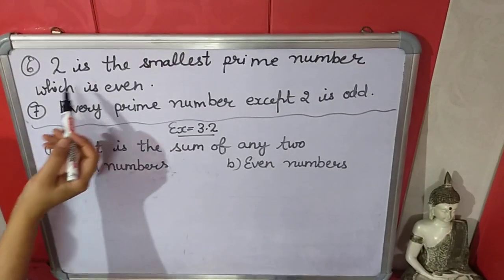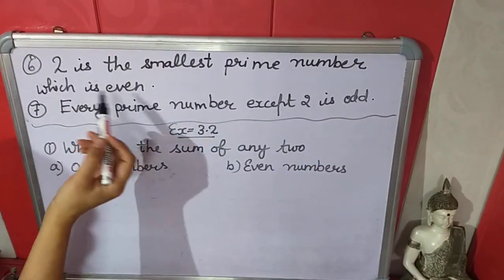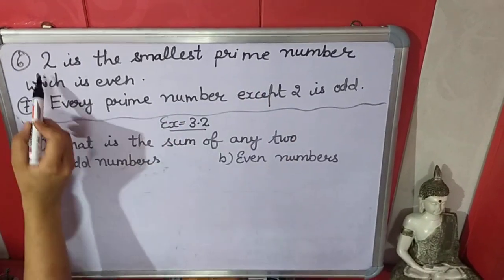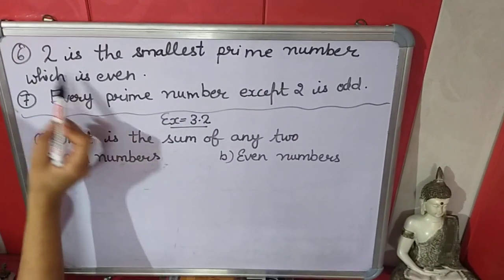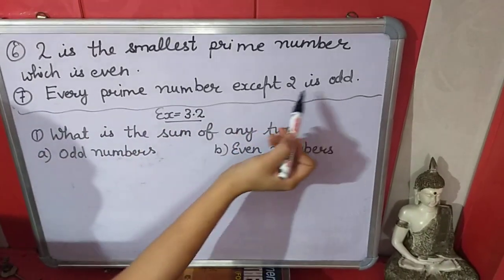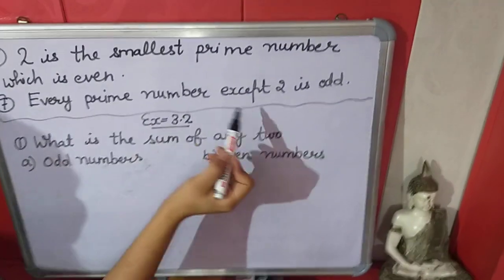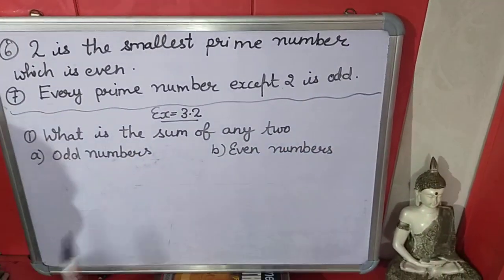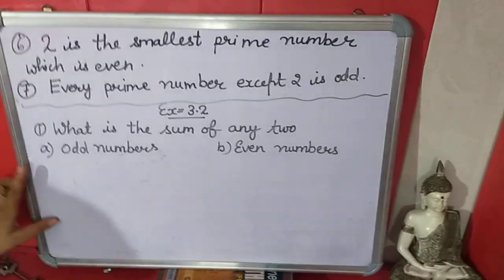Sixth rule is 2 is the smallest prime number which is even. 2 सबसे छोटा प्राइम नंबर है जो इवन होता है, जो 2 के टेबल से डिवाइड होता है. And every prime number except 2 is odd. 2 को छोड़कर सारे प्राइम नंबर्स ओड होते हैं. Now come on the exercise 3.2.